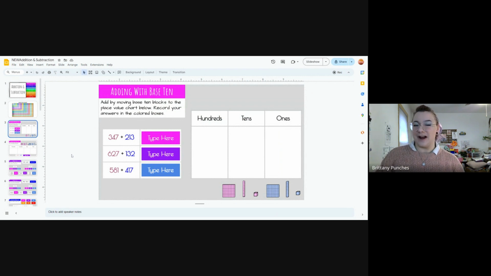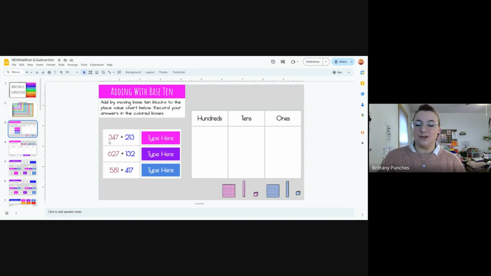There's a different color for every day. We'll start with adding with base 10. Add by moving base 10 blocks to the place value chart below, and then we'll record our answers in the colored boxes. Our first problem is 347 plus 213. Let's start by creating 347.